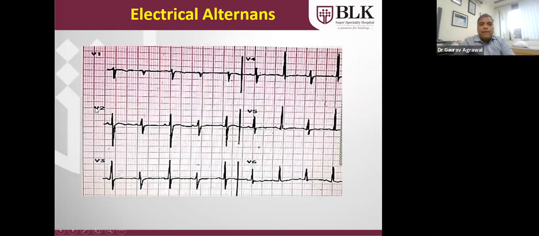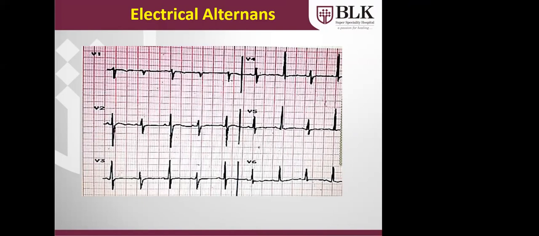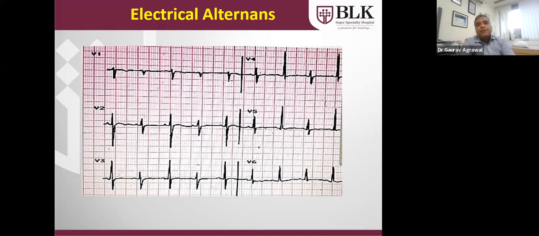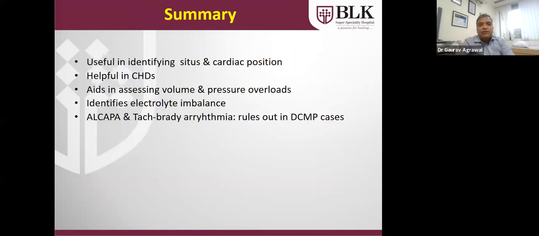Okay. This is electrical alternans, seen in... Electrical alternans means one QRS is normal, another QRS is small, normal, small, normal, small. Seen in congestive heart failure? No, this is seen in cardiac tamponade. Cardiac tamponade will have one normal beat, one abnormal beat, alternating.